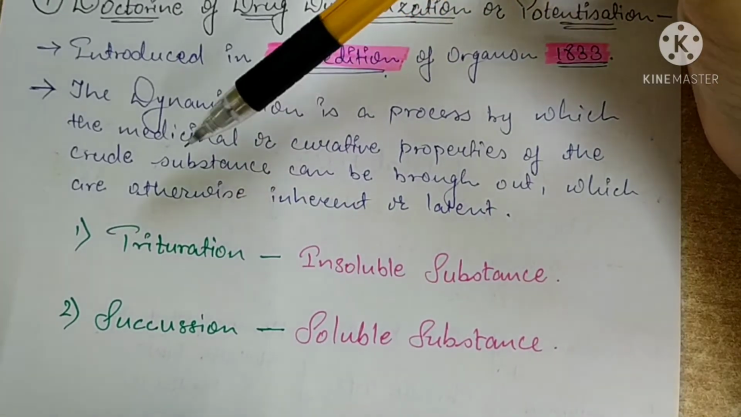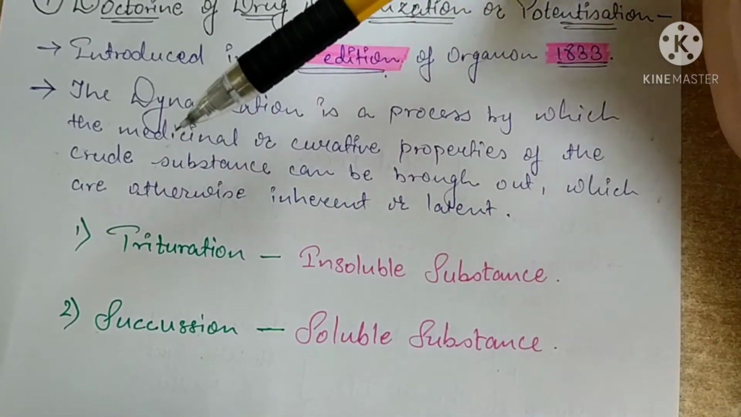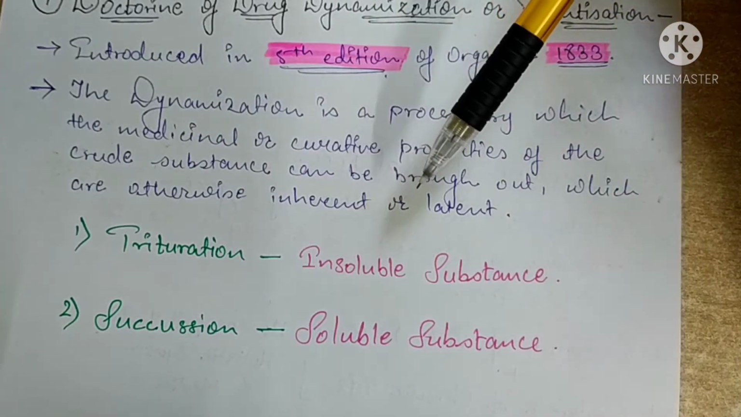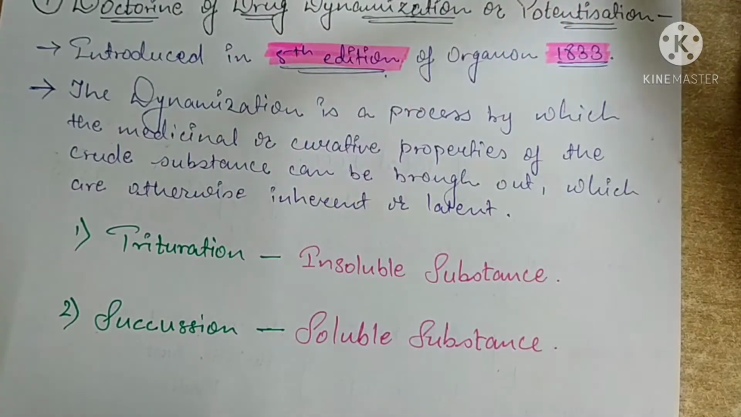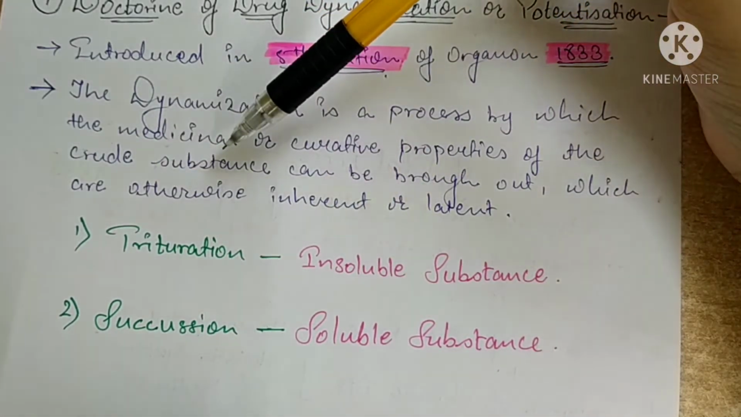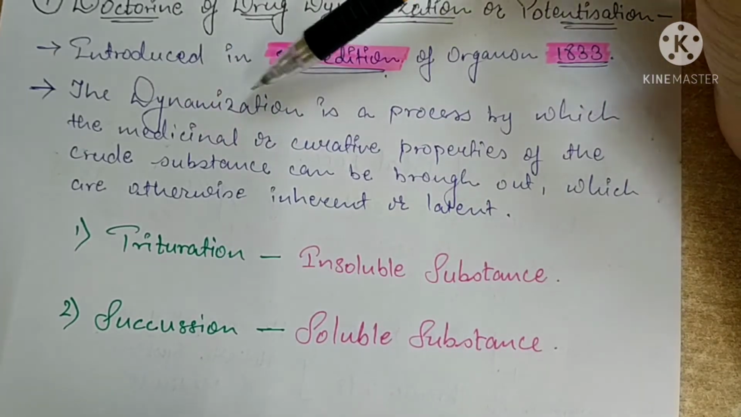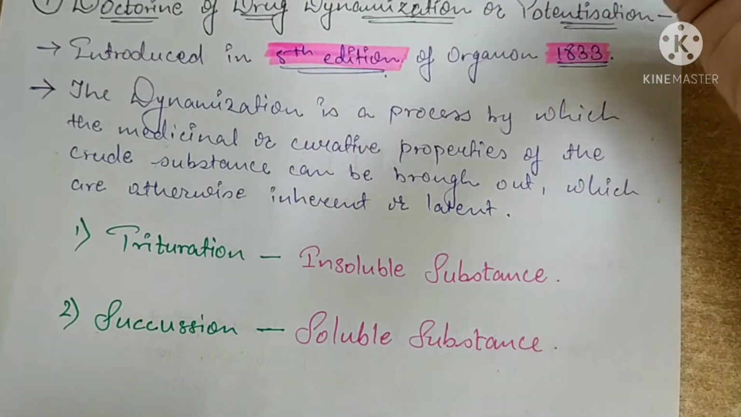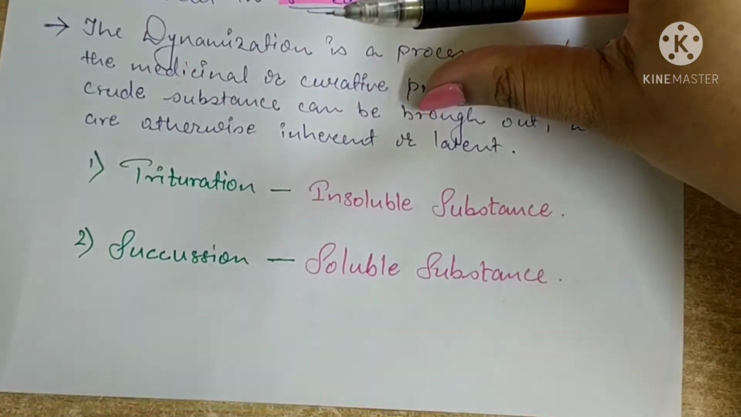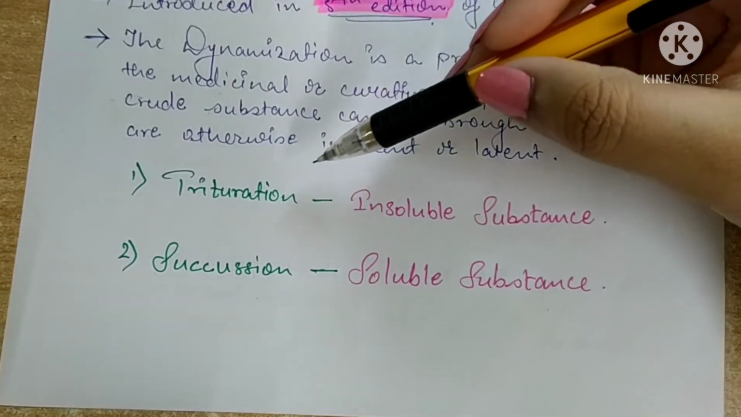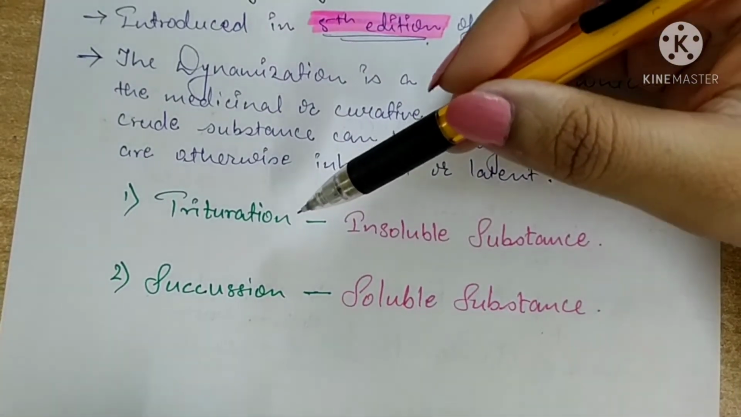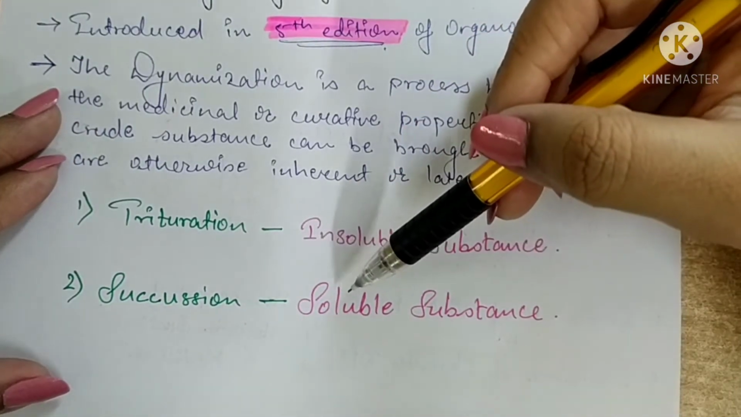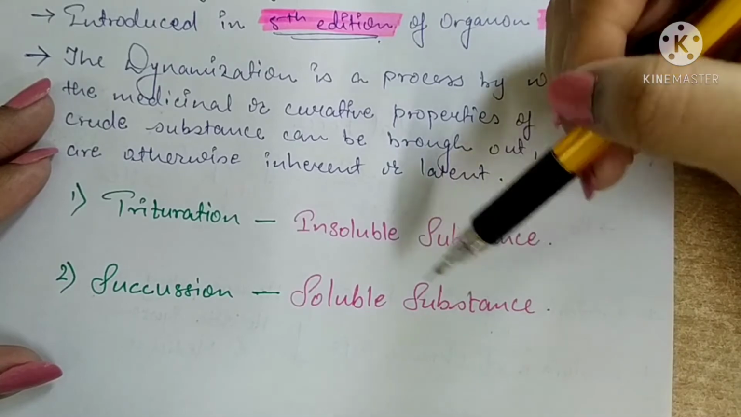This dynamization of the crude drug substance is a process. The medicine is in the crude drug substance, and after dynamization it will give the proper medicine. It will enhance the medicinal properties of the crude drug substance. So firstly we have to dynamize the crude drug substance, and then only will we get the proper medicine. Drug dynamization has two processes, that are trituration and succussion. Trituration is done in insoluble substances, and succussion is done in soluble substances.